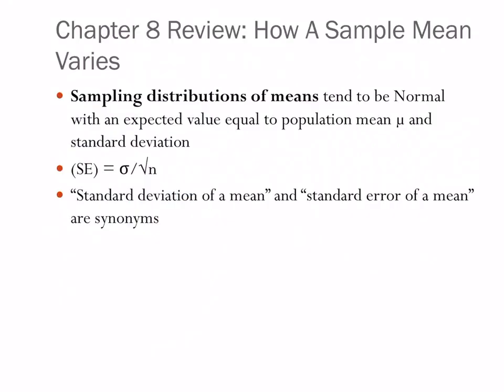So in Chapter 8, how a sample mean varies. So sampling distribution of a mean tends to be normal, with the expected value equal to the population mean as mu and standard deviation, and we get this formula called the standard error of the mean right here. Standard error of the mean, which is equal to the standard deviation over the square root of n. Standard deviation of mean and standard error of mean are synonymous, meaning the same thing. Remember, anytime you see expected value, it's going to be the mean of some kind. So standard error of the mean, standard deviation of the mean.